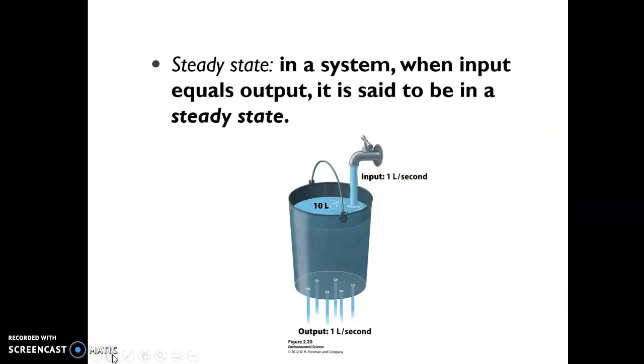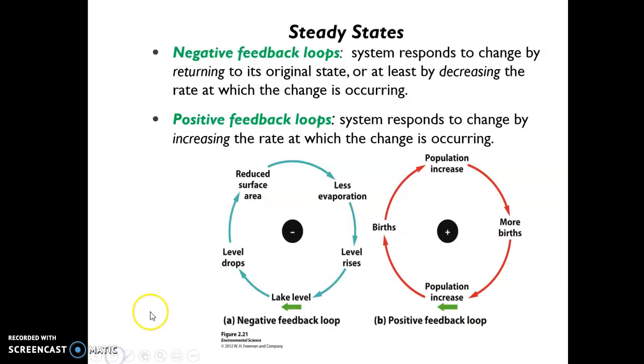Okay, in nature, systems try to reach a steady state, and that's when the input equals the output. So in this example of a bucket where water is flowing into the bucket at a certain rate, 1 liter per second, and this poor unfortunate bucket has holes in the bottom, so it has an output of water at the same rate, 1 liter per second. So it's said to be in a steady state because the input matches the output.